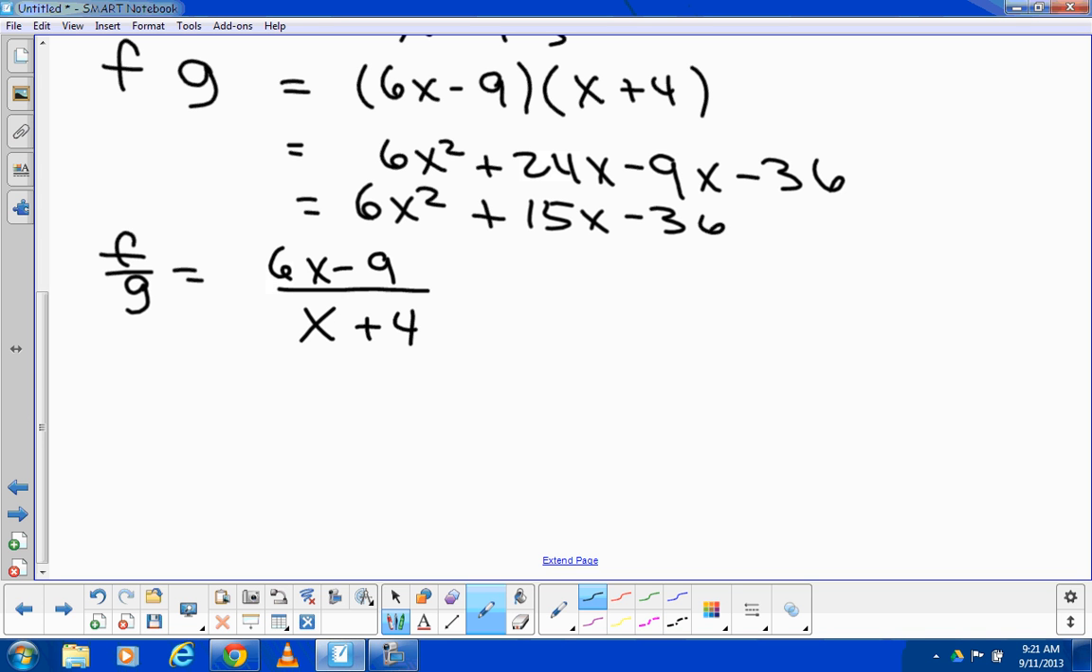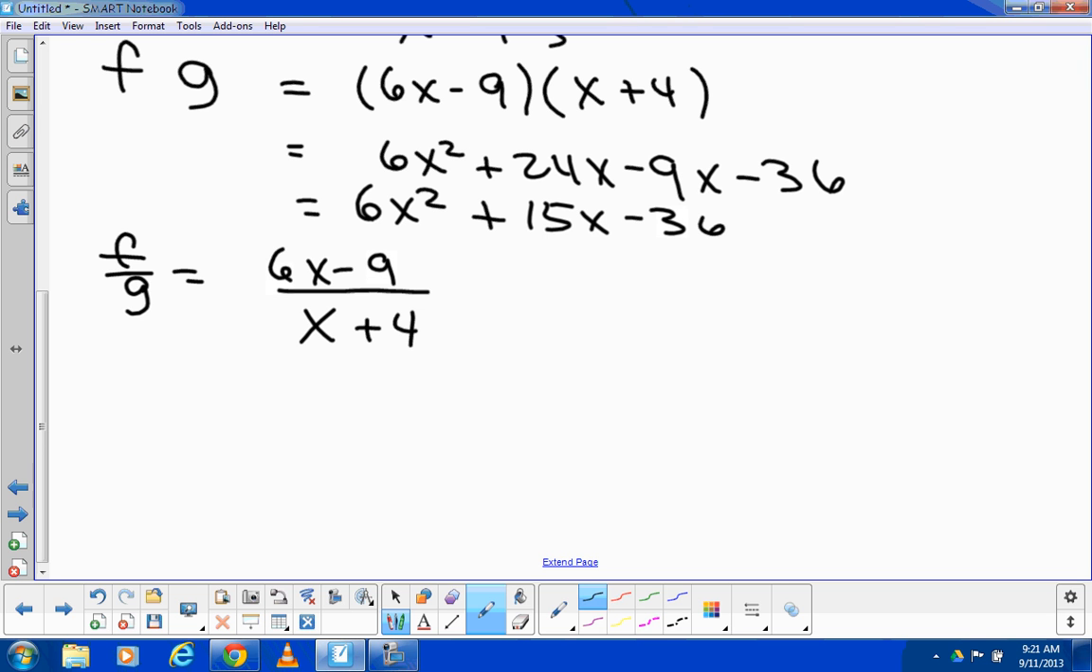Now, it did say to find the domain. We're not going to talk about the domain just yet. We're going to come back to that after my next example. But one of the things that's not going to be in that domain here is going to be -4. Because we can't divide by a 0.